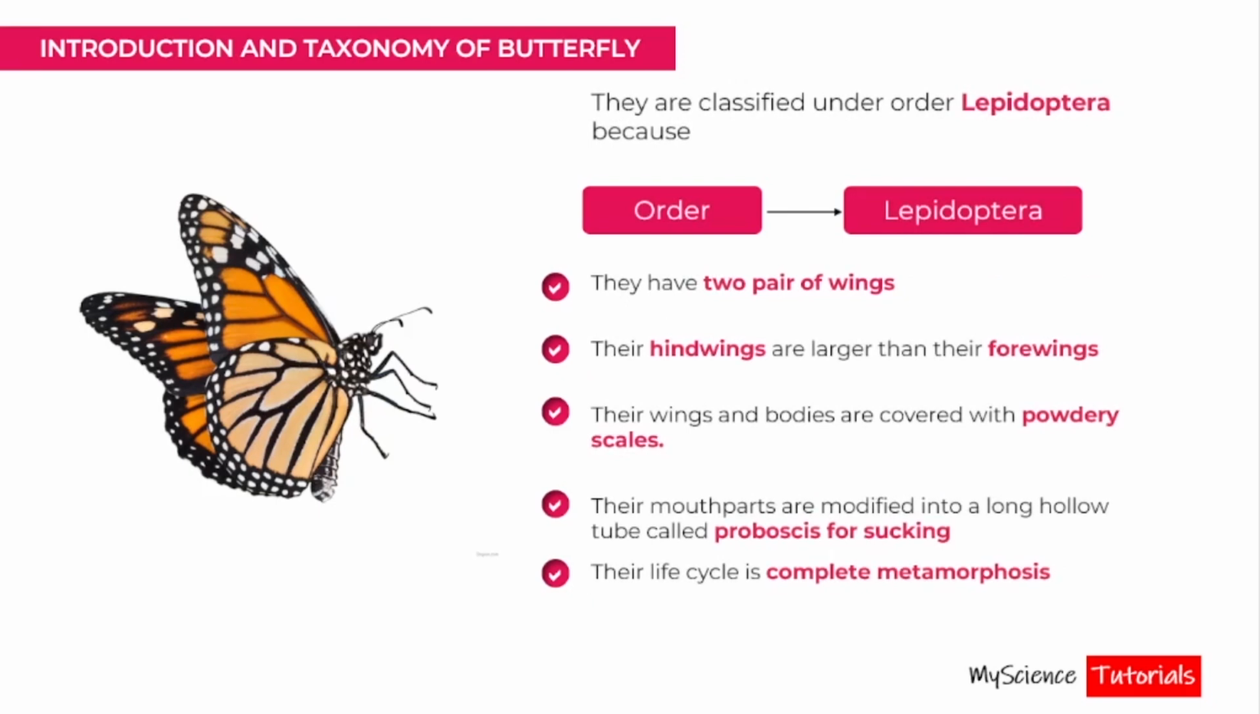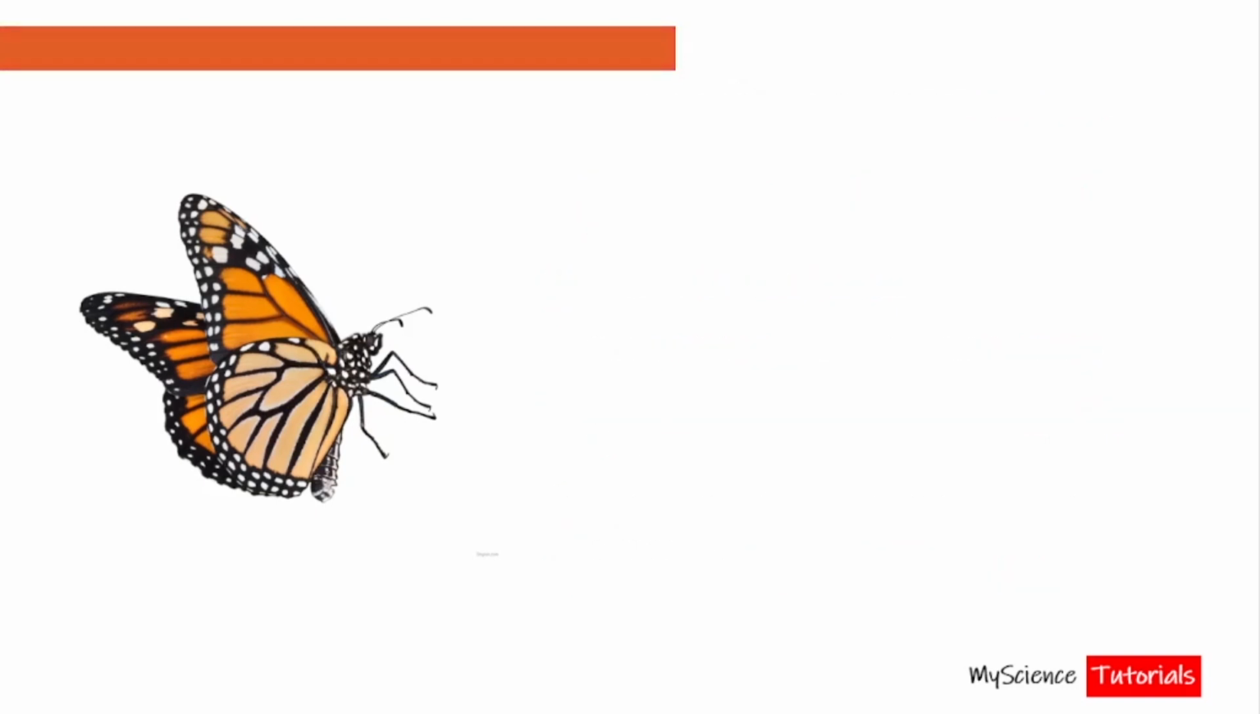Now, let's look at why they are classified under the order Lepidoptera. They are classified under the order Lepidoptera because they have two pairs of wings. Their hind wings are larger than their forewings. Their wings and bodies are covered with powdery scales. Their mouthparts are modified into a hollow tube called proboscis for sucking, and their life cycle is by complete metamorphosis, like I said earlier. So they have four stages. They go from the egg to the larva, the pupa, and the adult or the imago.